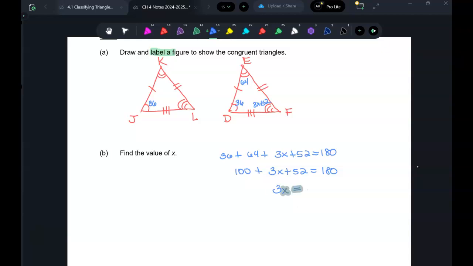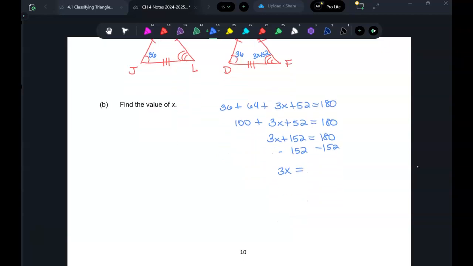Oh, you want to subtract that? 3x equals 28. X equals 28 over 3. Yeah, just leave it as 28 over 3. It's fine. You could just leave it.